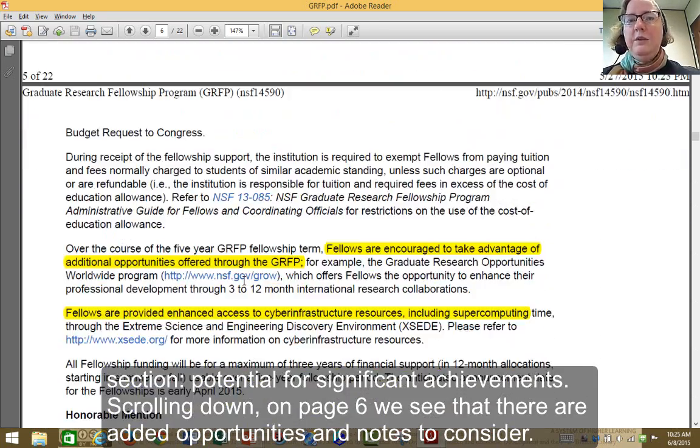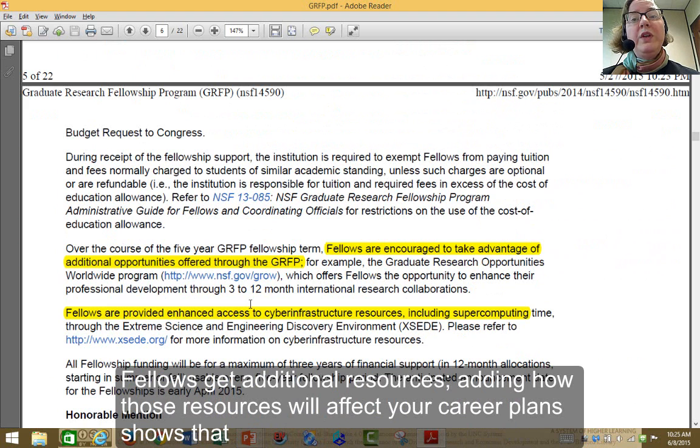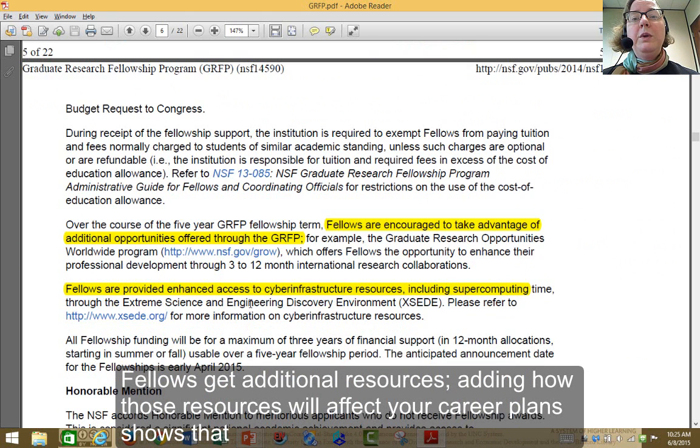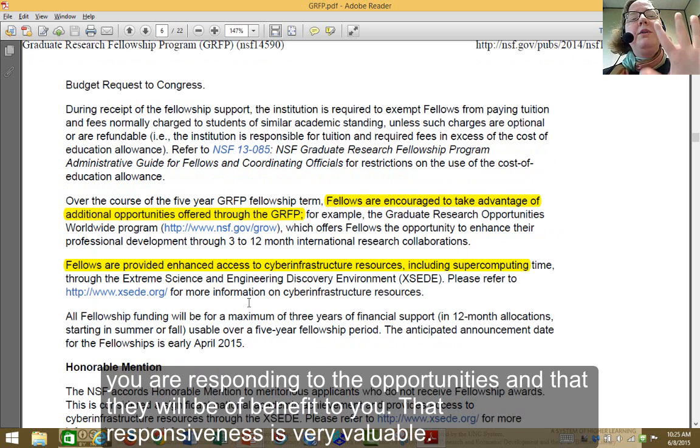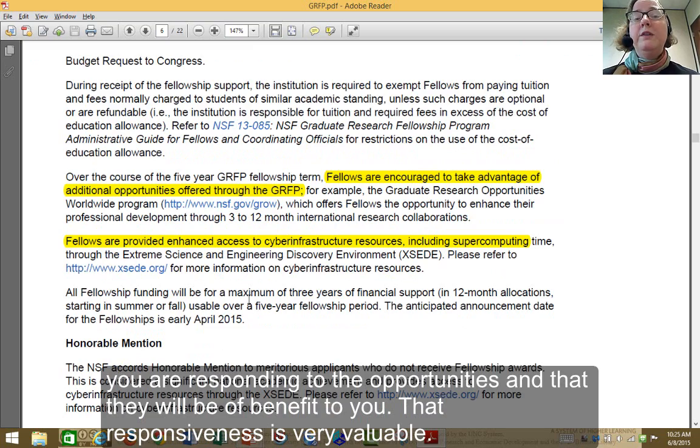we see that there are added opportunities and notes to consider. Fellows get additional resources. Adding how those resources will affect your career plans shows that you are responding to the opportunities and that they will be of benefit to you. That responsiveness is very valuable.